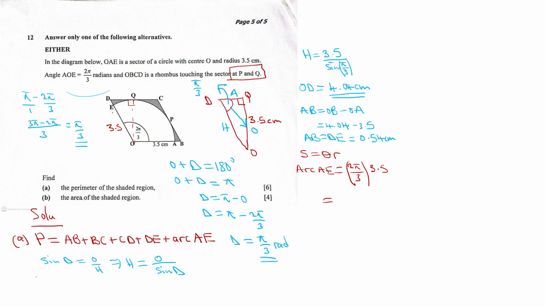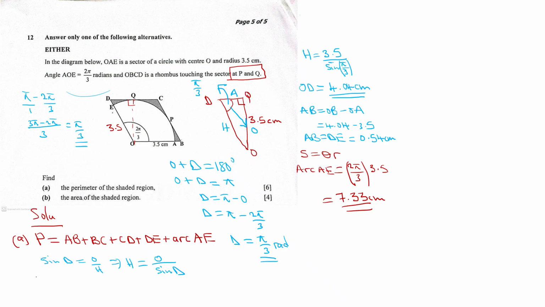When you carry out that multiplication, it's going to give you the length of the arc. So when you go on the calculator, you type in those figures, 2 pi divided by 3 multiplied by 3.5, it is going to give you 7.33 centimeters. So this is the length of the arc, the arc AE. So we have found the length of the arc AE.